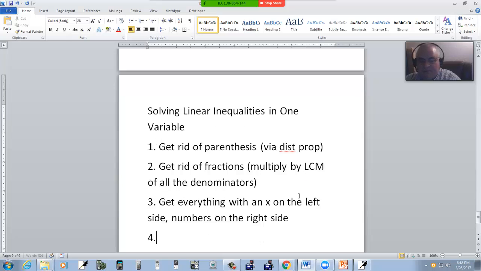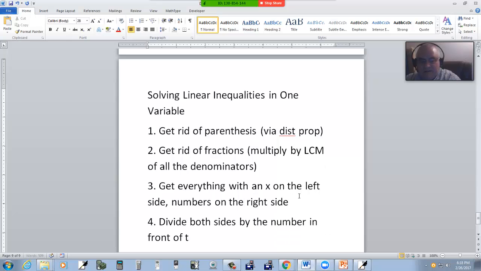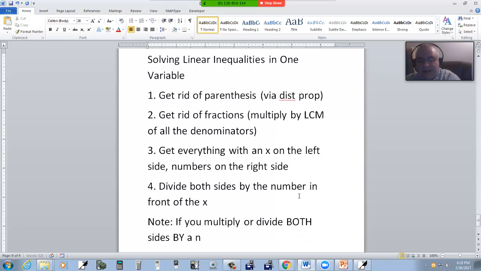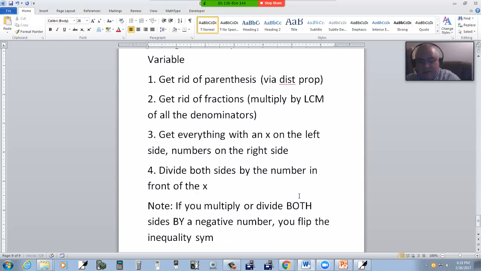Step 4, divide both sides by the number in front of the x. We have a note down here that says if you multiply or divide both sides by a negative number, you flip the inequality symbol.